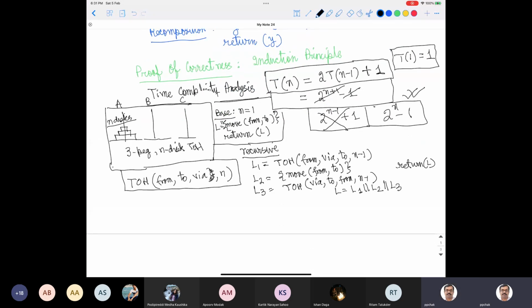So this is how we solve, and you get identically this equation: Tn is equal to 2Tn minus 1 plus 1, which is 2 to the power n minus 1.